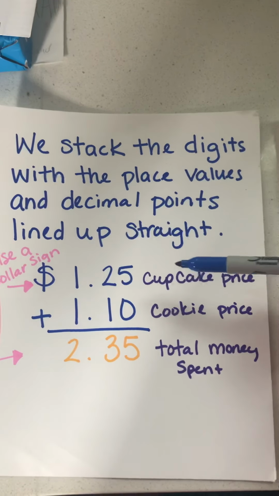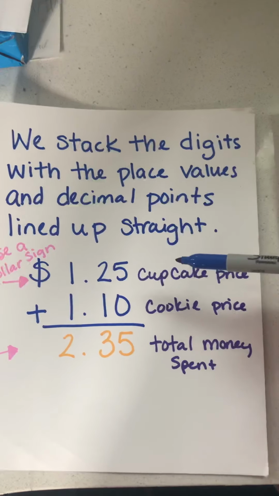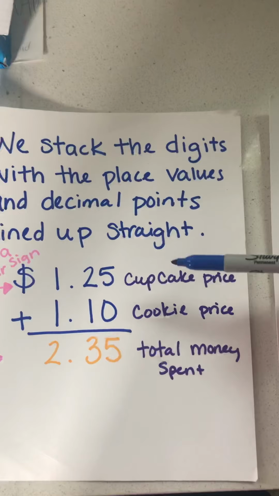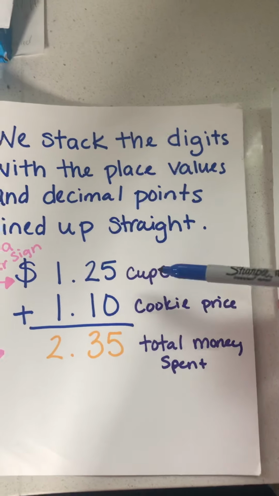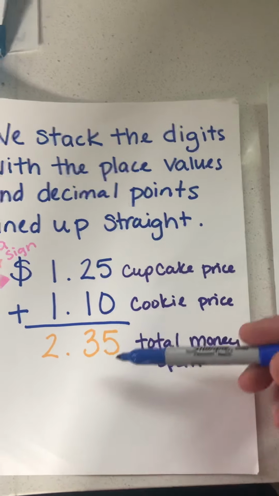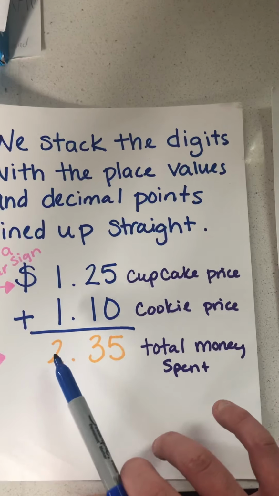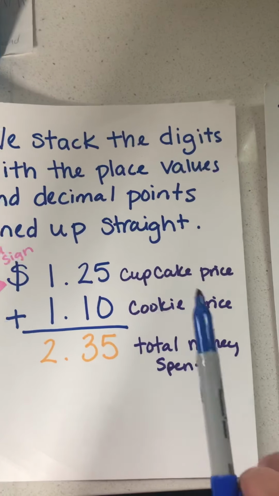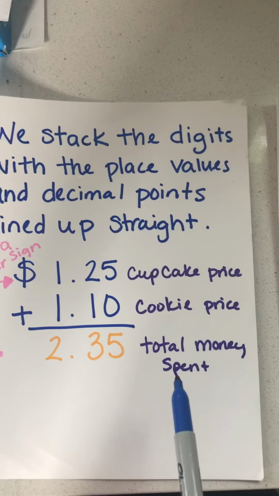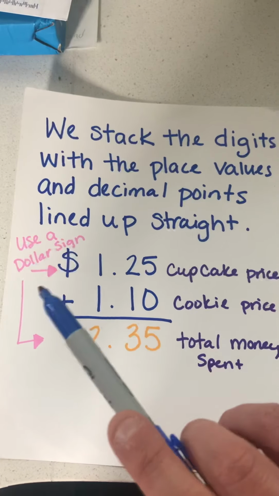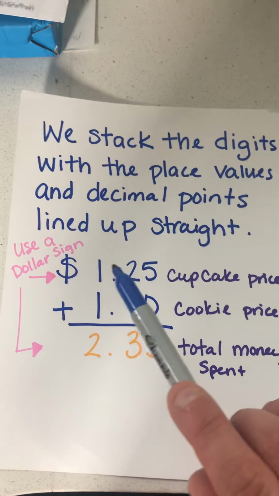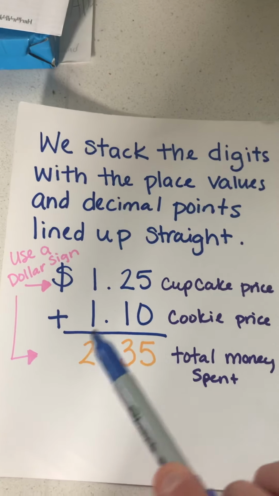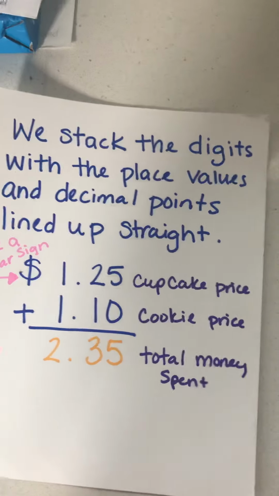And if we're doing a story problem, remember to label so we know what we're talking about. $1.25 was what I spent on the cupcake price, and $1.10 was the cookie price. And then down here you see that my total after adding both of these prices up was $2.35. That was the total money spent. And you always want to use a dollar sign here to show that we are working with money, and you want to put the dollar sign here to show that we are working with money as well.